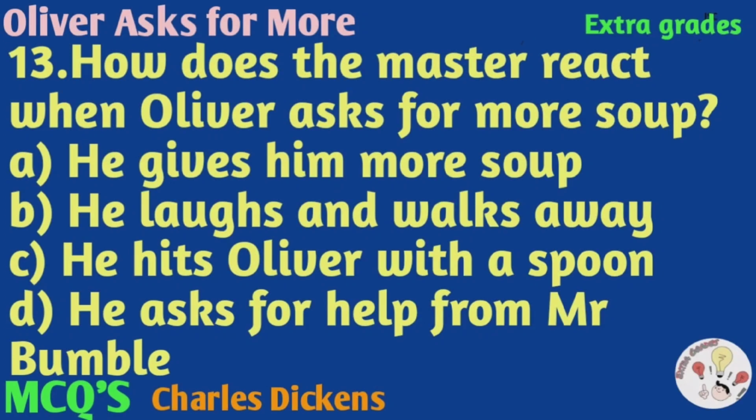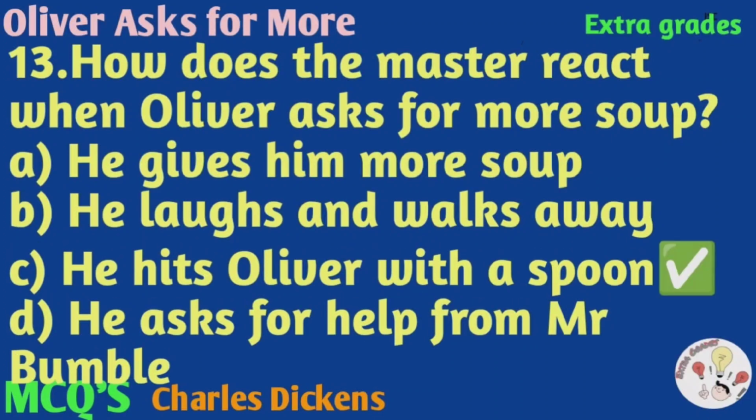How does the master react when Oliver asks for more soup? The options are A, he gives him more soup, B, he laughs and walks away, C, he hits Oliver with a spoon, D, he asks for help from Mr. Bumble. And the correct option is C, he hits Oliver with a spoon.